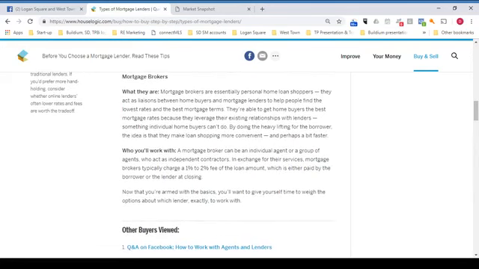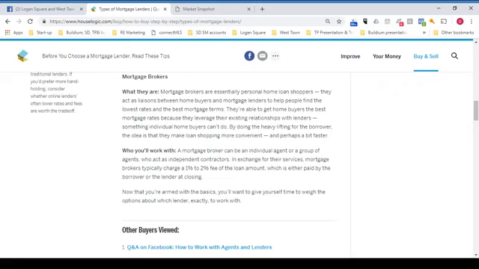Now, mortgage brokers. Mortgage brokers are essentially personal home loan shoppers. They act as liaisons between home buyers and mortgage lenders to help people find the lowest rates and the best mortgage terms. They're able to get home buyers the best mortgage rates because they leverage their existing relationships with lenders, something individual home buyers can't do.